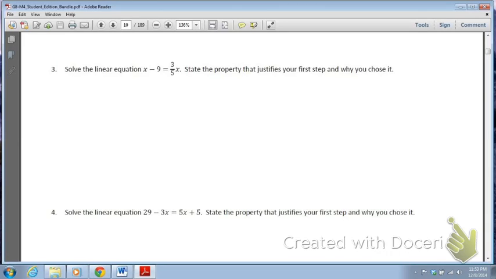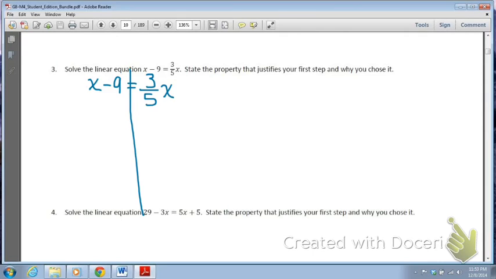Okay, so I'm going to work on number 3 now. So again, if you haven't done it yet, pause the video and try it on your own. For my first step, I'm going to gather the x terms on the right side of this equation. To do that, I'm going to subtract x from both sides. I'll draw my line down just so I can keep my sides separate.